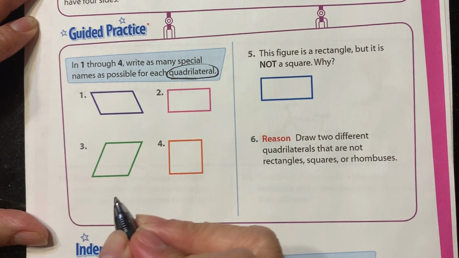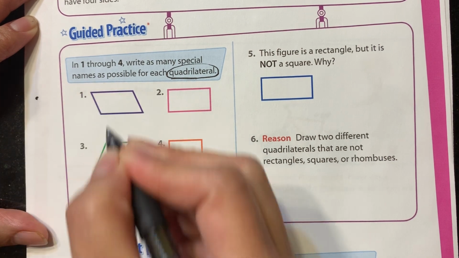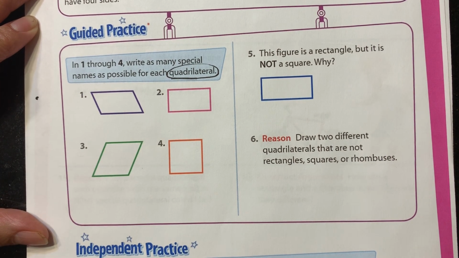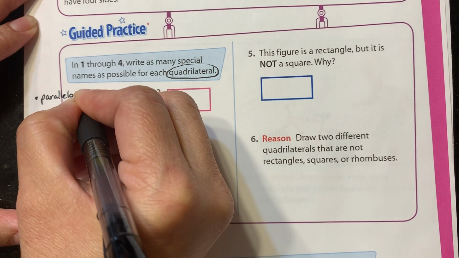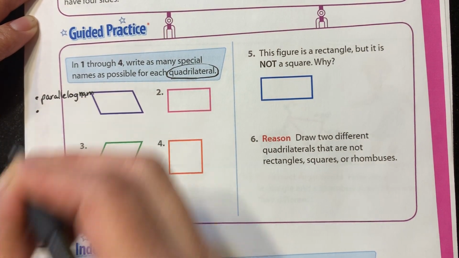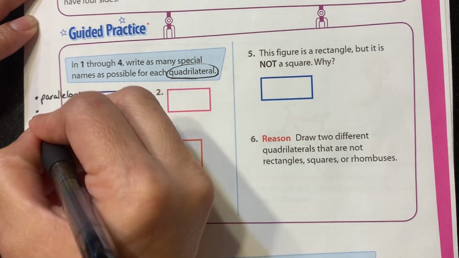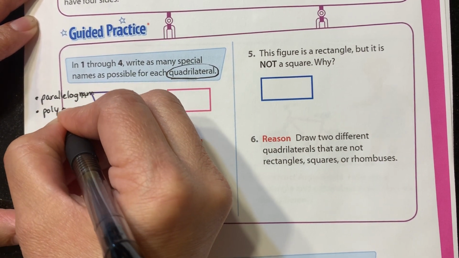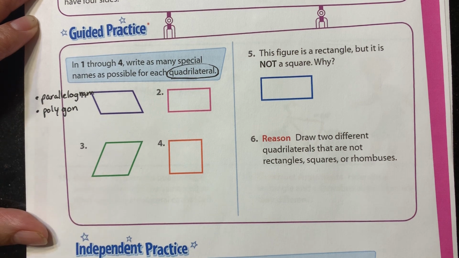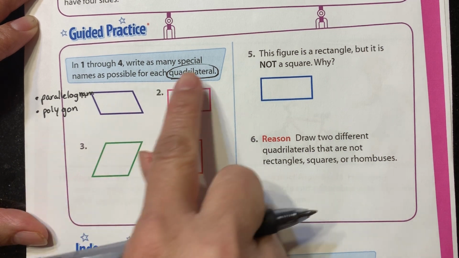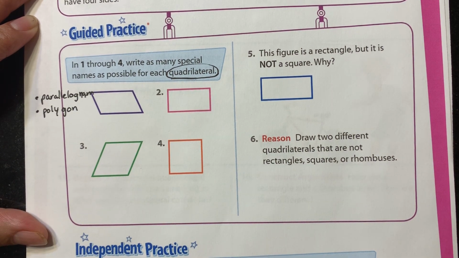Now, on number 1, I see that it is a parallelogram. It looks like a rectangle, but it's slightly slanted like I had mentioned earlier. So this is a parallelogram. Okay. It is also a quadrilateral, but quadrilaterals are polygons. So I'm going to go ahead and write that it's a polygon. And a polygon is a shape that has 3 or more sides that are closed. So parallelogram, that's also a polygon. So we could write quadrilateral, but it already told you that it was a quadrilateral.